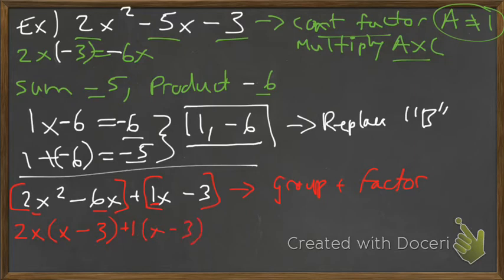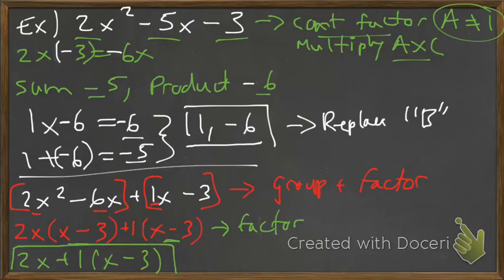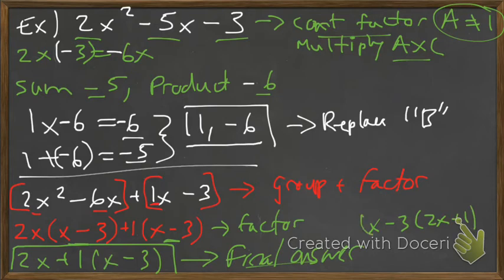X subtract 3. Okay, so now I have two terms that are the same, so that can be factored out. It'll be 2x plus 1 multiplied by x subtract 3. That's our final answer. Now if by chance when you're writing it you end up with x subtract 3 multiplied by 2x plus 1, that's the exact same thing. It's just written differently, right? Still the same. So that's still your value.